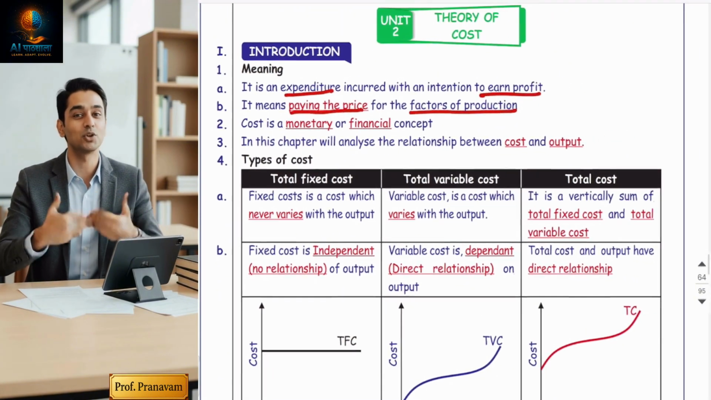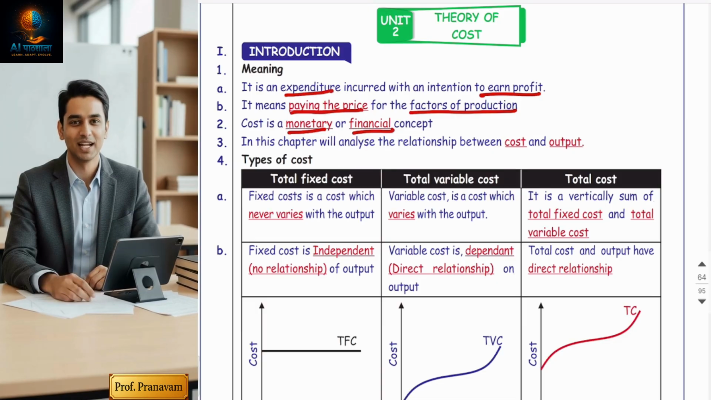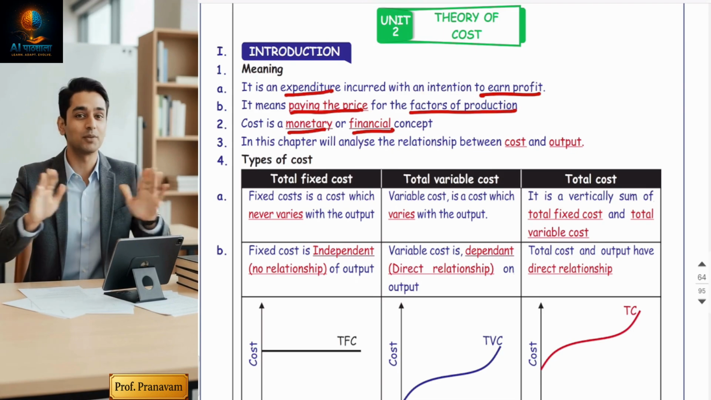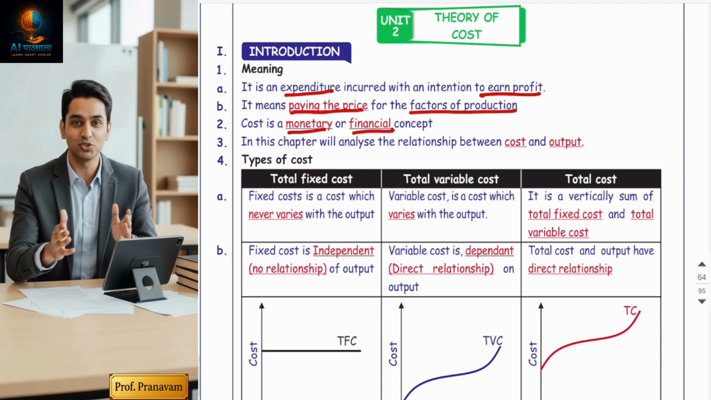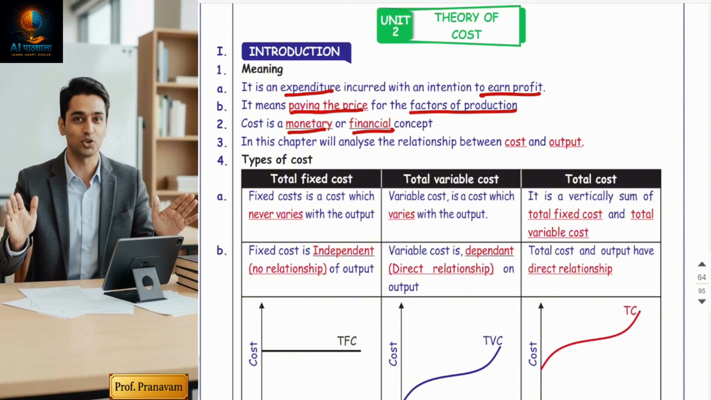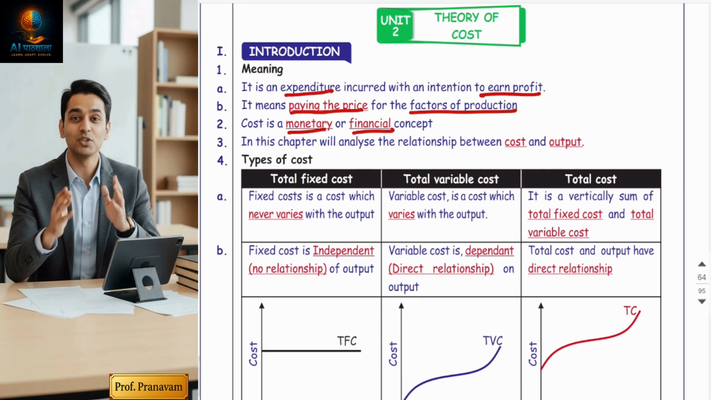Now, second, cost is a monetary and financial concept. Guys, you can measure cost only in monetary terms. Cost cannot be understood in non-monetary terms. For example, if I've incurred an expenditure of 20,000, I'm going to say my cost is 20,000 rupees. My cost is 1 lakh rupees. So can I say cost can be measured only in monetary terms? That's why cost is called a monetary concept.